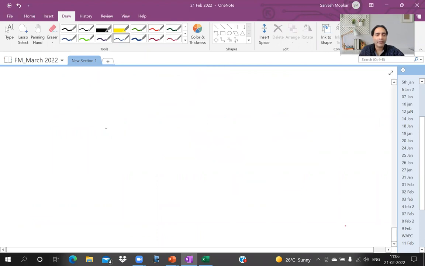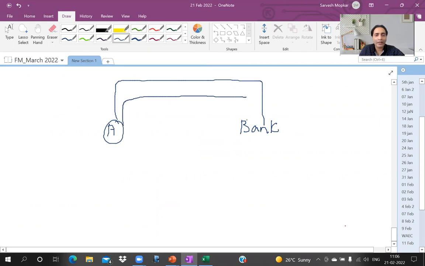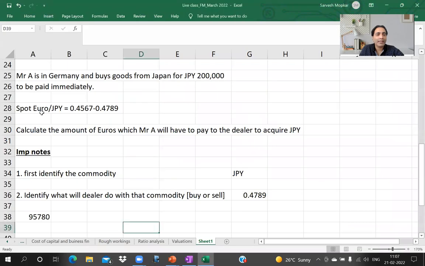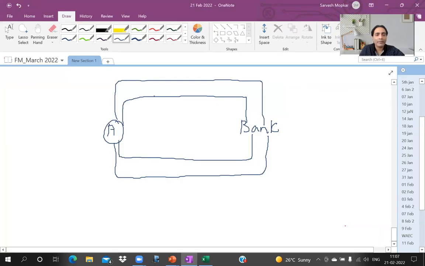A, bank, okay? And then draw these two lines like this. From A to bank, bank to A, and then again two lines for both the currencies. Okay, so which are the two currencies here? The two currencies are JPY, Euro, okay? So Euro, JPY, Euro, JPY.